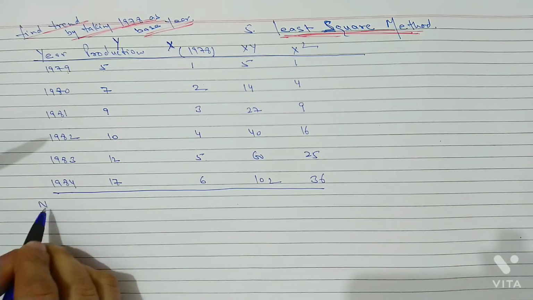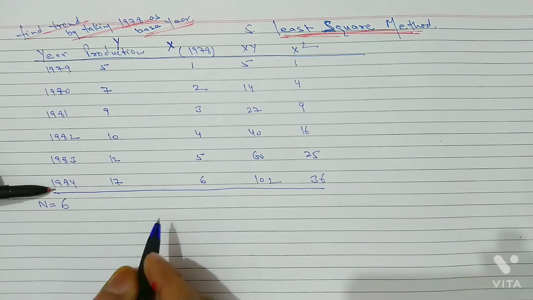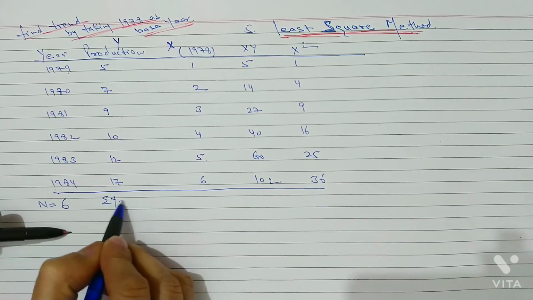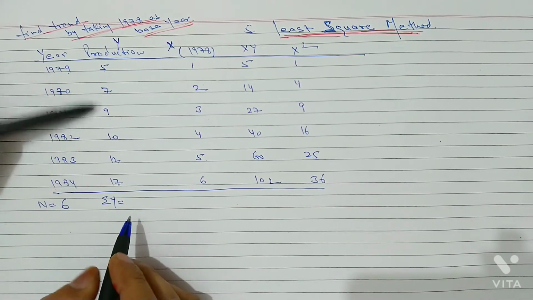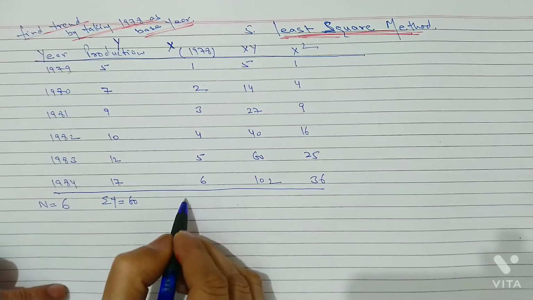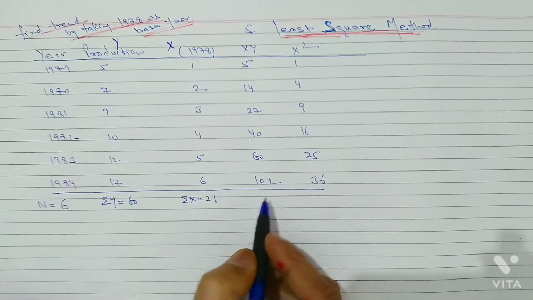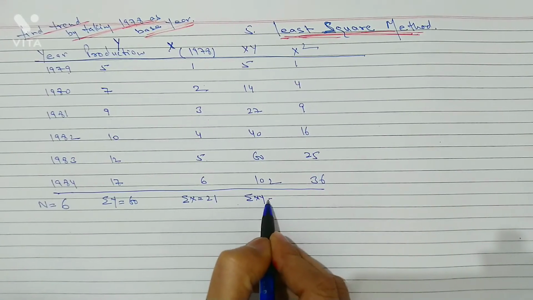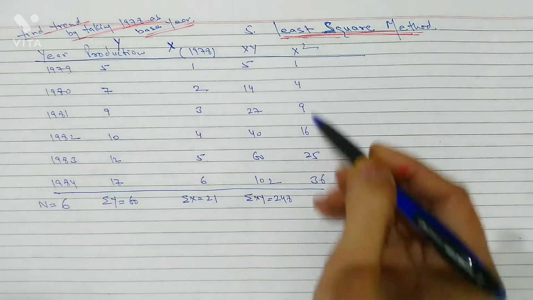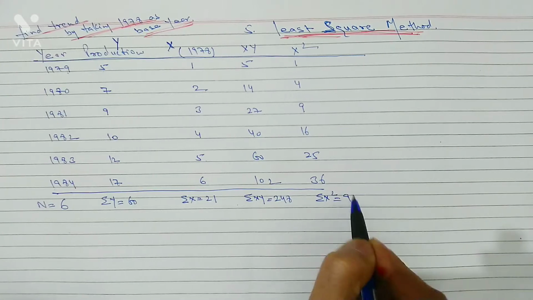We have n equals 6. Summation y equals the sum of these values, 60. Summation x equals 21. Summation xy equals 248. Summation x square equals 91.